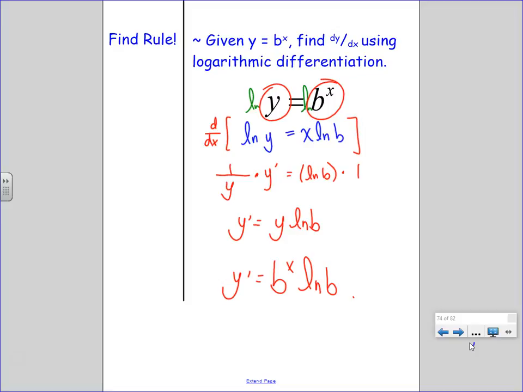b to the x, just like e, but b is not e, so we have to compensate just like we did with log base b. And we put an ln of b next to the exponential: b to the x times ln b. So that gets us up to, you got it okay? You don't have to have this page memorized, it's just more of an understanding like, huh, what? Oh, that looks kind of similar.